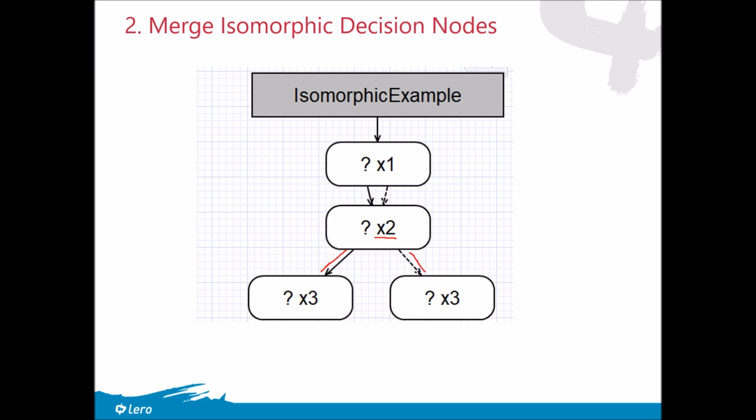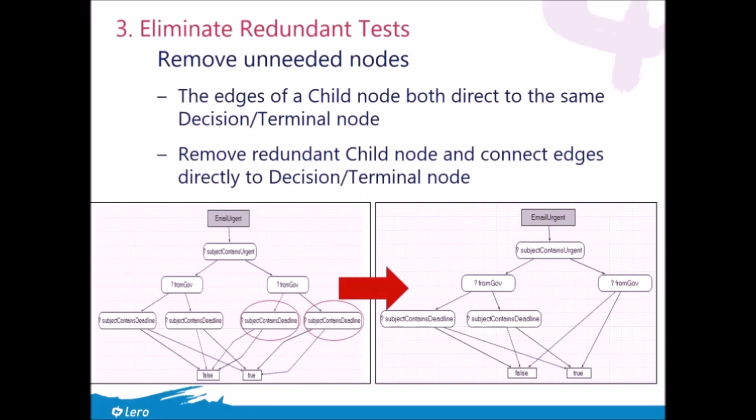And two edges, the incoming edges, have now been redirected to the single x2 predicate. So this is what we mean by merging isomorphic decision nodes. Three, we want to eliminate redundant tests. So remove unneeded nodes. The edges of a child node both direct to the same decision node. We want to remove the redundant child node and connect edges directly to the decision/terminal node.